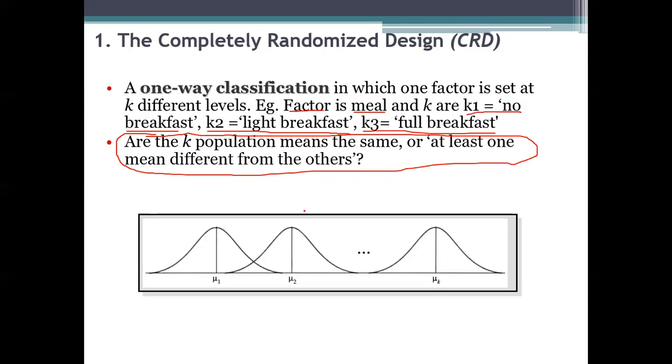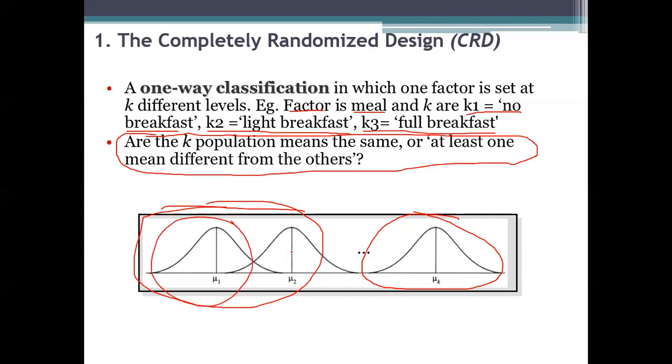This picture is illustrated to show you what it looks like if at least one mean is different from the other means. It can be that K1 is different from the others, or that K2 is different from K1 and K3. That is the situation when we conduct the one-way ANOVA analysis by using the CRD design.